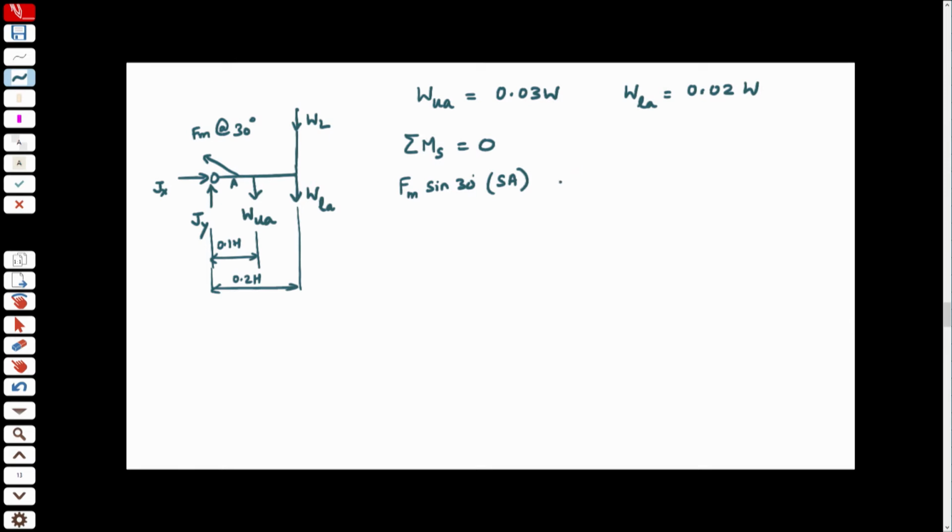So, what do you get? Minus W L plus W lower arm into 0.2 h equal to 0. Oh, sorry, thank you. Minus upper arm into 0.1 h equal to 0, so you get F m equal to 0.225 times the weight. Now you see a significant decrease in the muscle force that needs to support this external load.